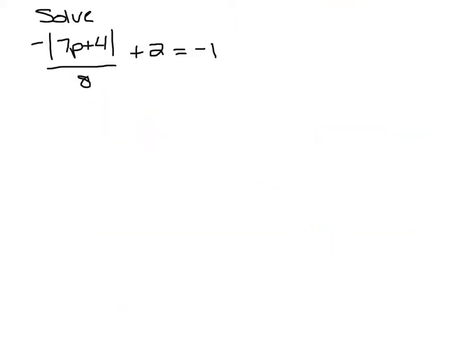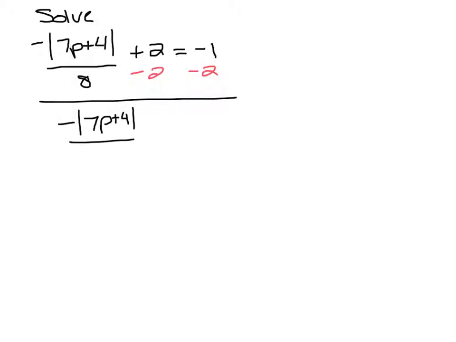Here we have what looks like a pretty complicated problem, but we're just going to take it step by step and figure it out as we go. So we have an absolute value equation. We need to solve it. So the first thing is to isolate the absolute value. So we're going to get rid of this 2, this 8, and this negative, not necessarily in order. First things first, let's get rid of that 2. And that leaves us with negative the absolute value of 7p plus 4, over 8, equals negative 3.